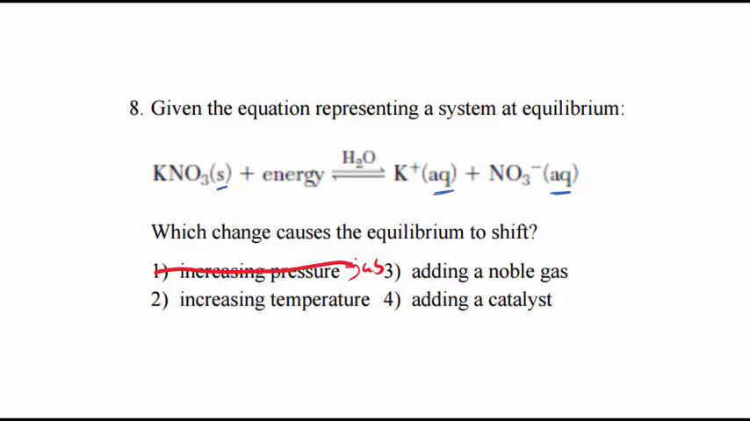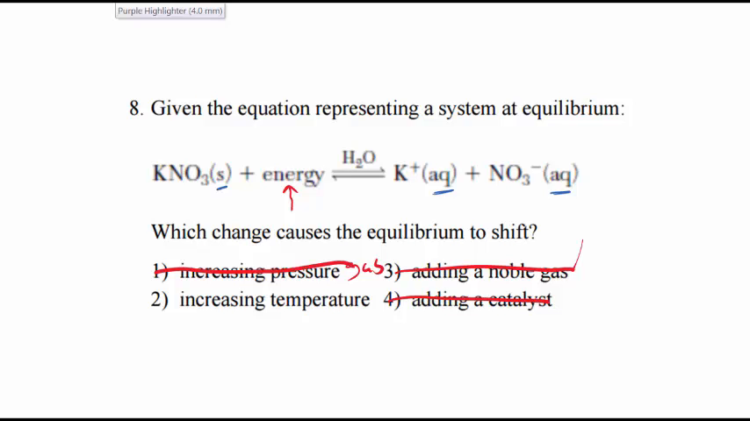Number 2 says increasing temperature. Now, the temperature is going to be related to the energy right there. So that actually probably could have a change. Let's look at the other choices here. Adding a noble gas. Well, that's just a nonsense choice. If I add a gas to the system, this is a physical dissolving in water. Adding a gas has nothing to do with it. It won't do anything. Adding a catalyst, as we just saw, does not change equilibrium in any way. So my answer is definitely choice number 2, increasing temperature.